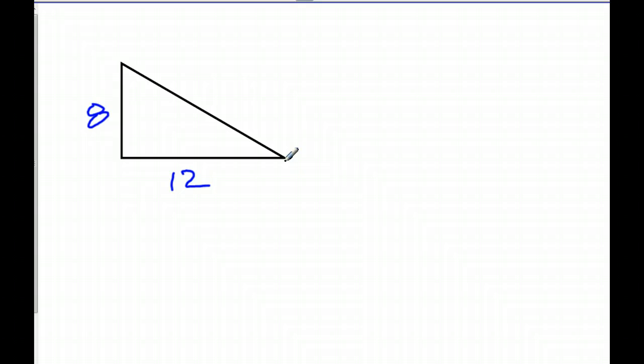The triangle has sides 12 and 8, with P, X, and Y. Okay, that's what I'm giving you. Can you find... It's not a right triangle. As long as we're doing trig, it will be a right triangle. This is a lesson specifically on right triangles.